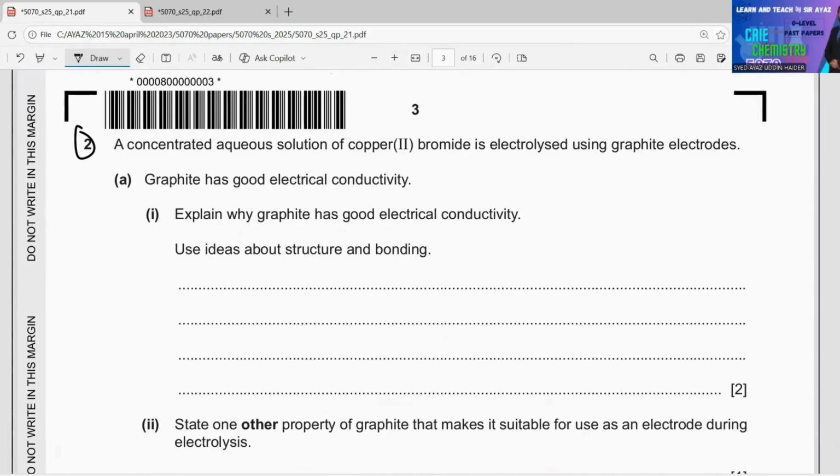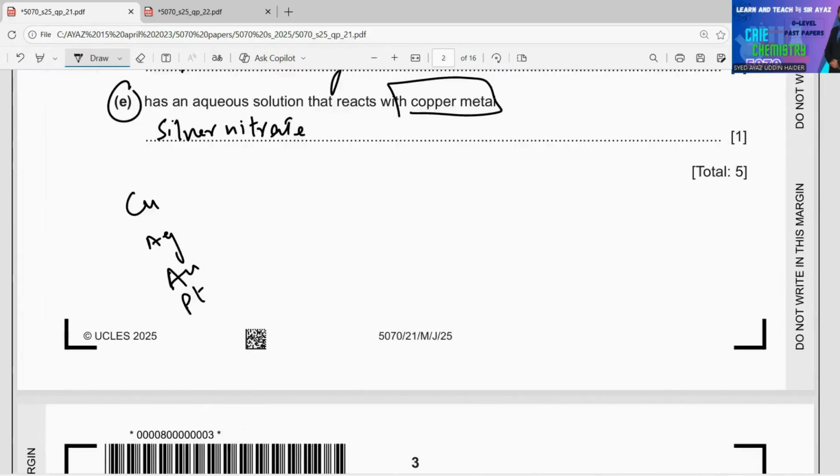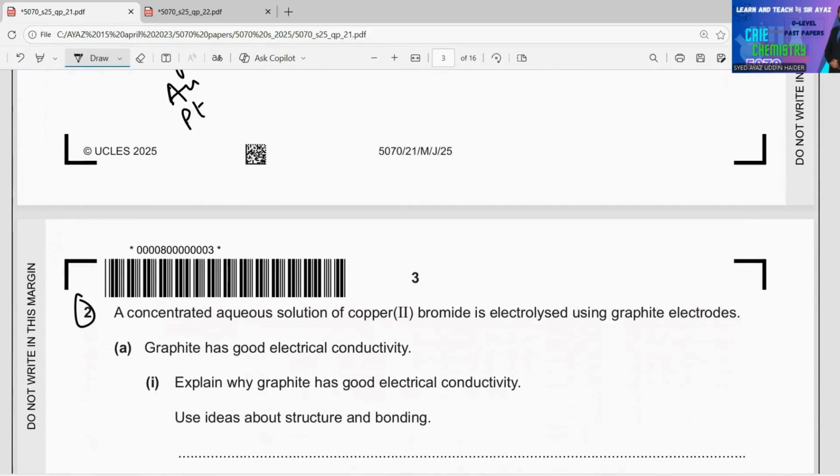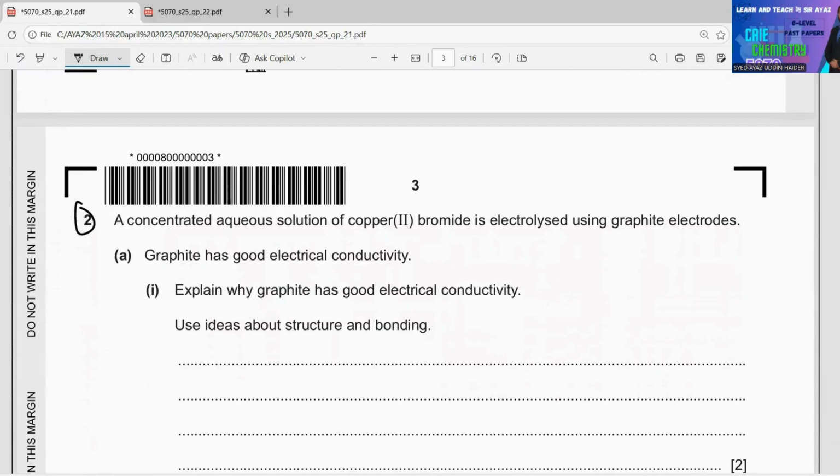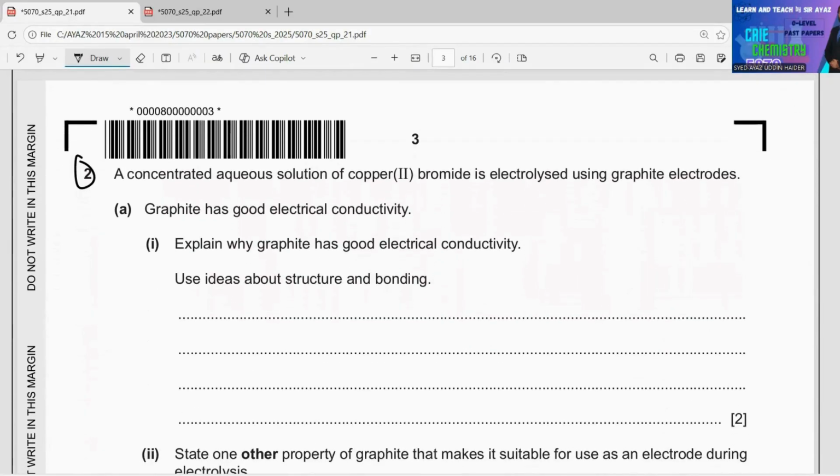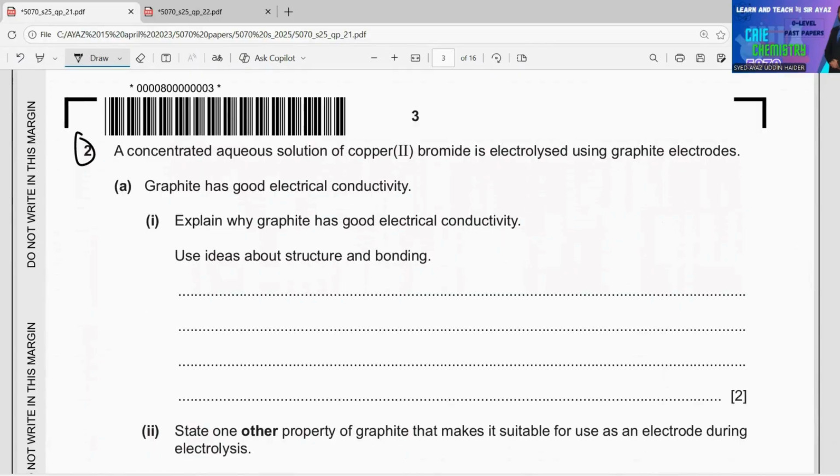A concentrated aqueous solution of copper(II) bromide is electrolyzed using graphite electrodes. A: Graphite has a good electrical conductivity. Part 1. Explain why graphite has good electrical conductivity. Use ideas about structure and bonding. It's a 2 marks question. You have to refer to the structure.